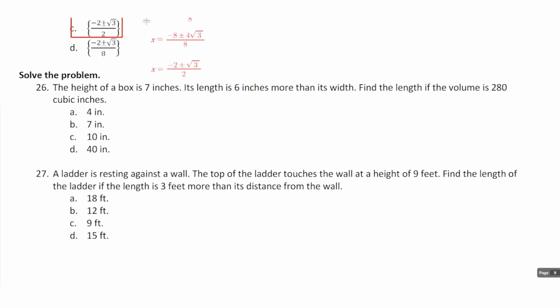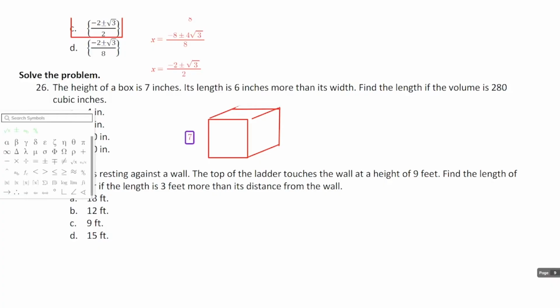Number 26 says the height of a box is 7 inches. So we've got this box. It says the height of the box is 7 inches. The length is 6 more than the width. So if we'll say this is the width, then the length, and it doesn't really matter which one is which here, but the length is going to be 6 more than the width.